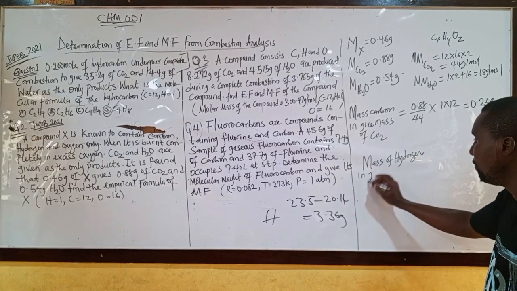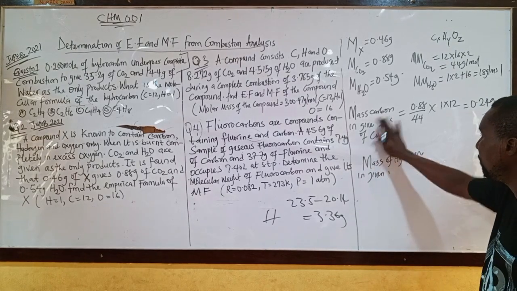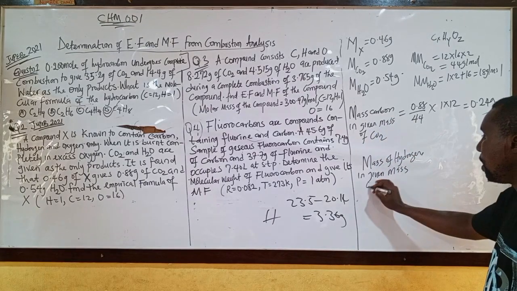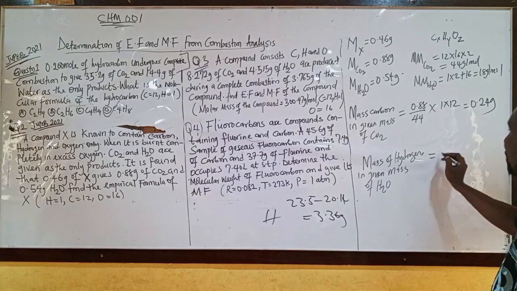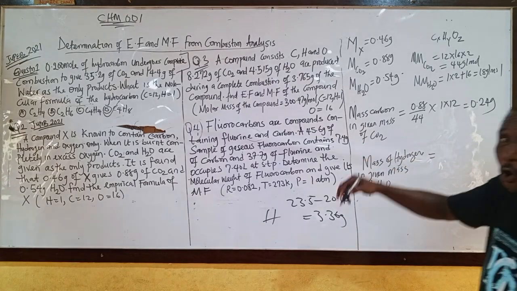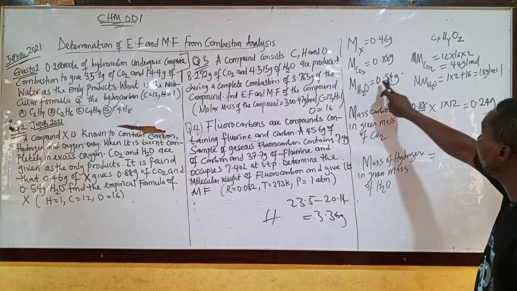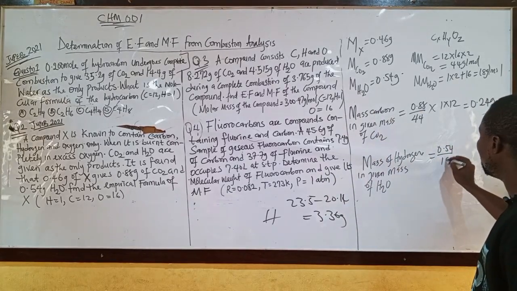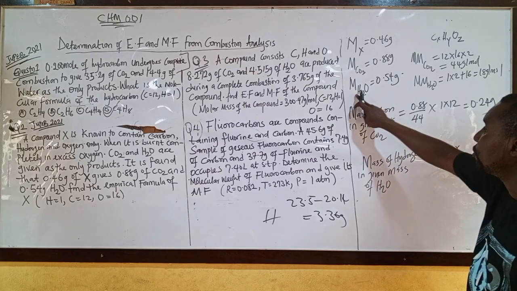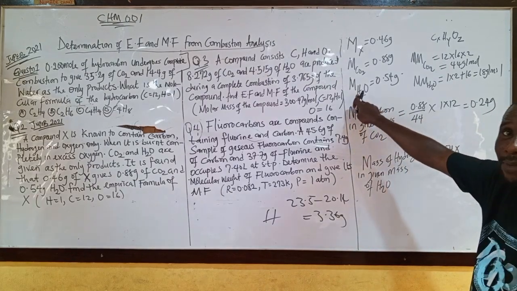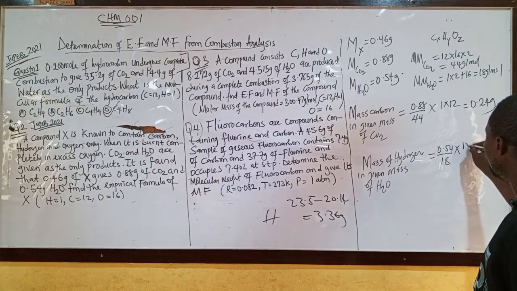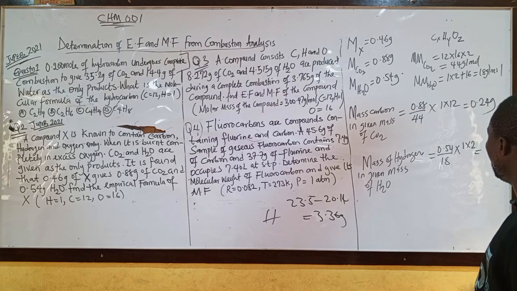Hydrogen in the given mass of water. How will I do that? I will find the moles of the given mass of water. What is the given mass of water? 0.54 over the molar mass of water, which is 18, times. How many hydrogen atoms do I have in water? 2. Then multiply by the mass number of hydrogen. The mass number of hydrogen is 1. That's 2 times 1.